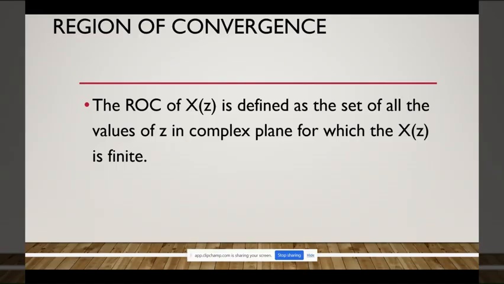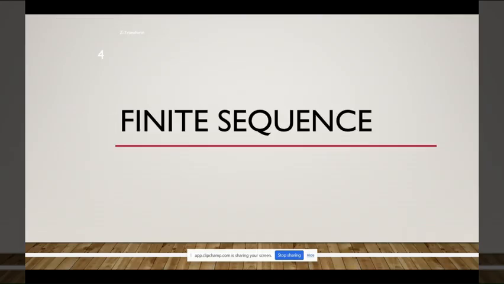It's the set of all values of z in the complex plane. Z is always a complex number, z is equal to r e power j omega. It has real and imaginary part. It is lying in a complex plane. We all know that it is represented by the circular plane for which x of z is finite. So if the x of z value is finite, then we call that particular region as region of convergence.